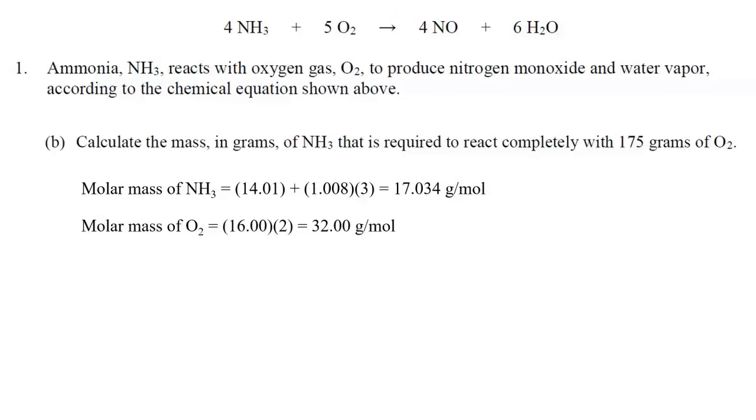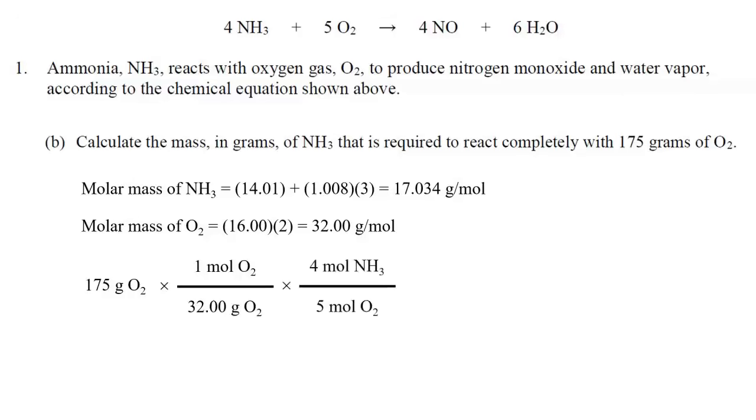We were given 175 grams of O2. So our first step will be to convert from grams of O2 into moles using the molar mass. So grams on the bottom, moles on top. Now we're going to convert from moles of O2 into moles of NH3 using the coefficients. So there are 4 moles of NH3 for every 5 moles of O2. And then back to grams using the molar mass of NH3, that would be 17.034 grams of NH3 for every 1 mole of that compound.